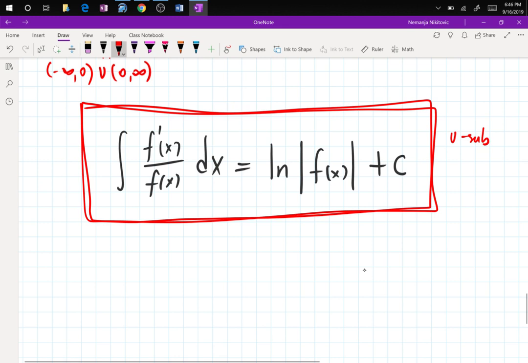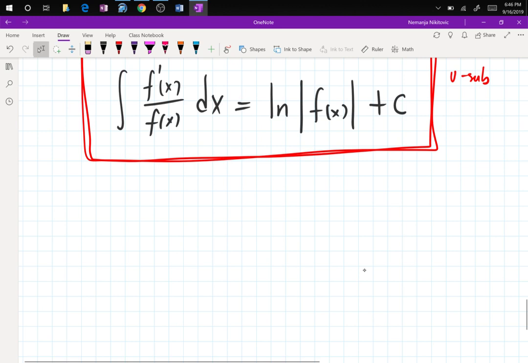I think, did we have the example of this already? Or do they have this? I don't know. Let's go. Integral of x divided by 2x squared plus 6 dx.